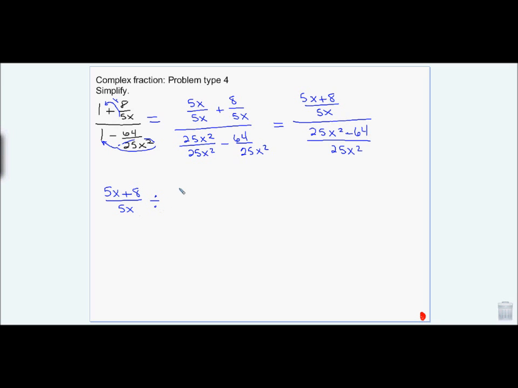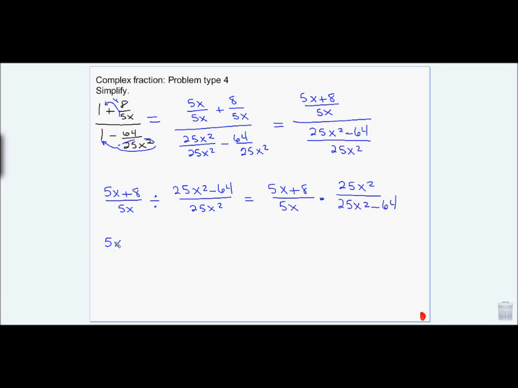And I'm going to convert that to division. Then I'm going to convert that division into multiplication. Now I'm going to look and see what I have. Right here, 25x squared is a perfect square and 64 is a perfect square, so I can factor this.